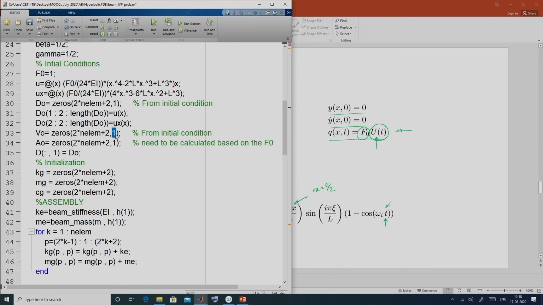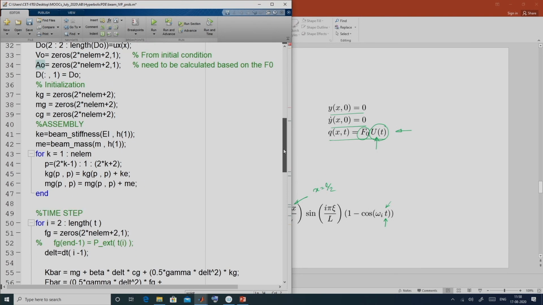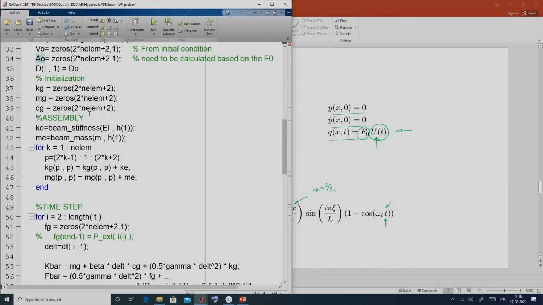Then velocity is defined as 0 at all nodes, and acceleration is also 0 at all the nodes. Fine. Then in this case, since the K matrix and M matrix, the mass matrix and the stiffness matrix, are not varying with time, we calculated them before the time loop. Alright. So that is what I did for the parabolic problem as well.